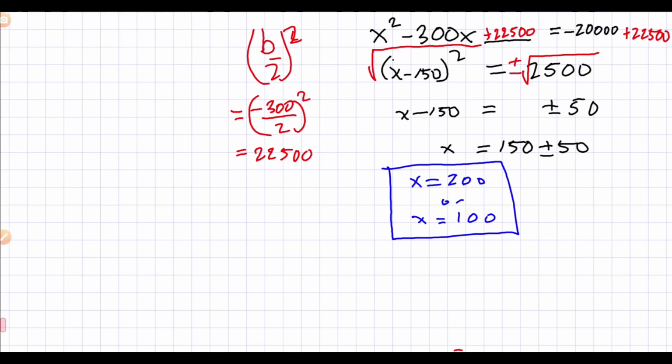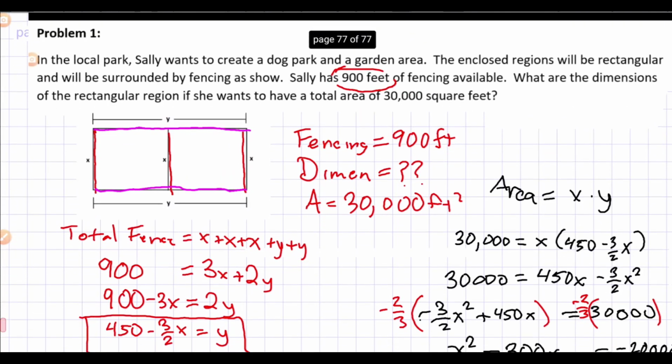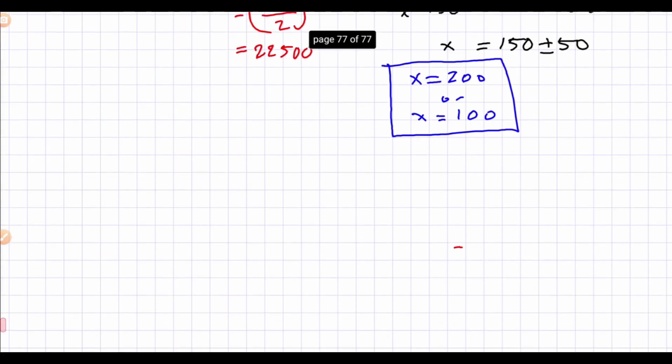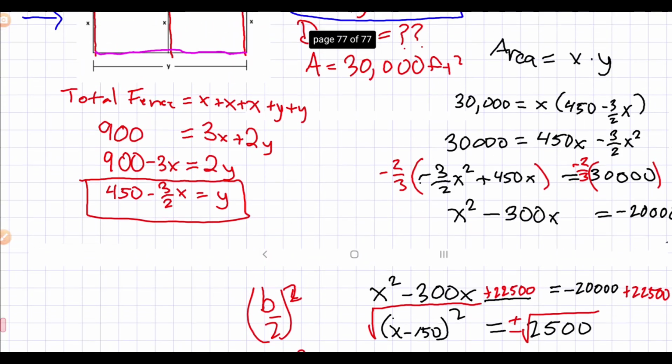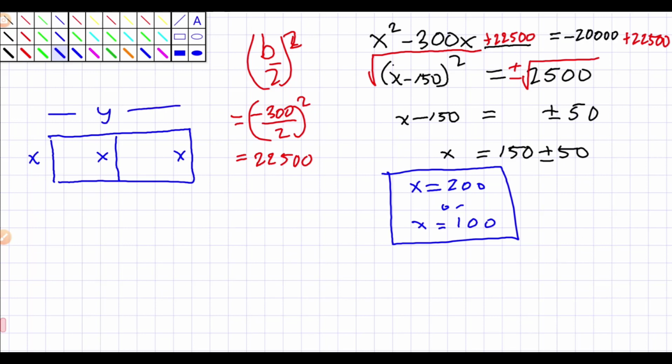In our original problem, we had 900 feet of fencing, all right? And this is the picture of the fence. Remember, the x's are the ones that are going up and down. Let's sketch a little picture and check our answers by ourselves. Our picture looked like this: we had x, x, x, and then a y going across.